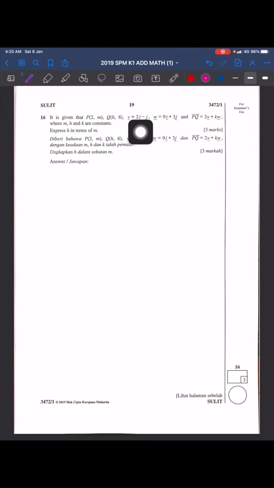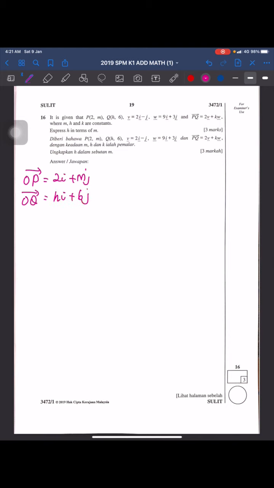Okay, so apa first yang kita kena buat? Di sini ada koordinat kan? So koordinat kita kena ubah dalam bentuk vektor. Jika ada koordinat P, dia akan jadi OP, equals to 2i plus mj. Next kita ada Q, so OQ equals to hi plus 6j.